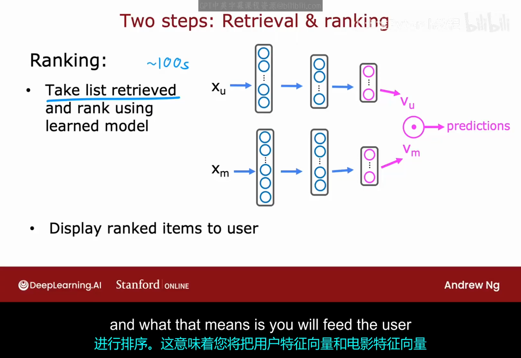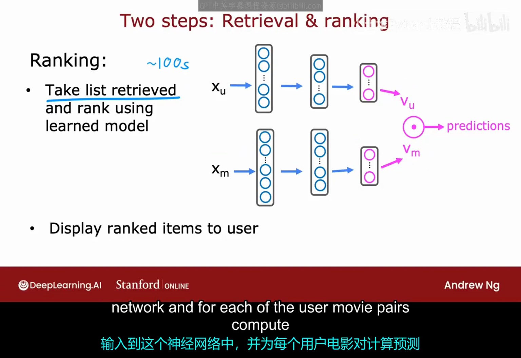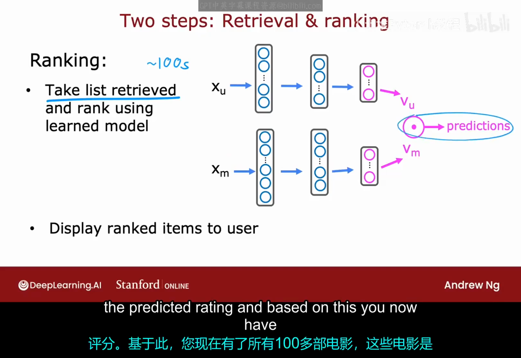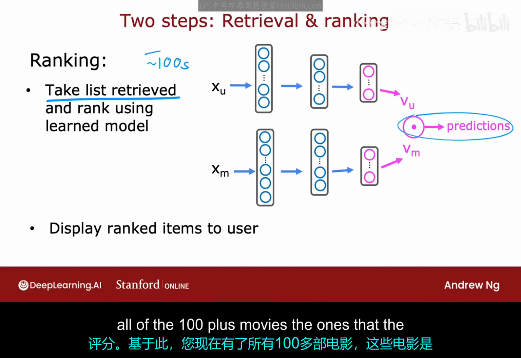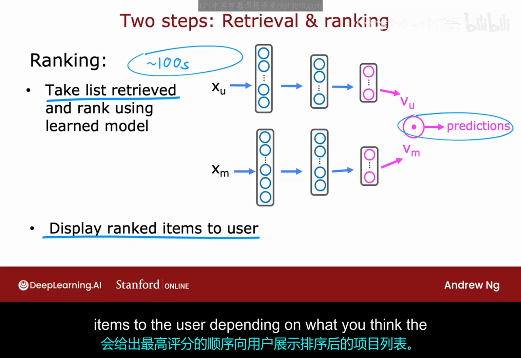And what that means is you will feed the user feature vector and the movie feature vector into this neural network. And for each of the user movie pairs, compute the predicted rating. And based on this, you now have out of the, say, 100 plus movies, the ones that the user is most likely to give a high rating to. And then you can just display the ranked list of items to the user, depending on what you think the user will give the highest rating to.